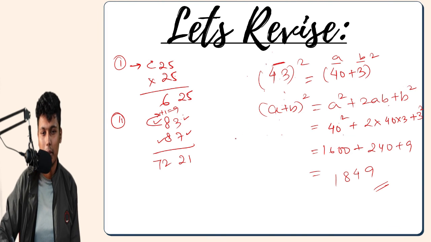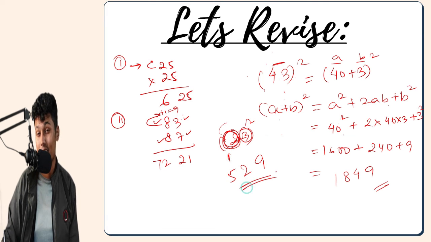Take any other example like 23 into 23, or 23 square, right? So how you are going to do it: 3 times 3 is 9 first. Second is 3 times 2 is 6, 6 times 2, again multiplied by 2, is 12, 2 and 1 in hand. 2 times 2 is 4, square this number, 4 plus 1 is 5. 529 is the answer.